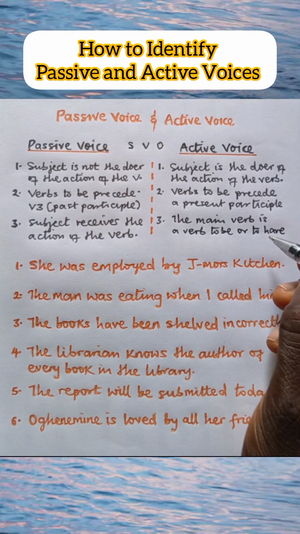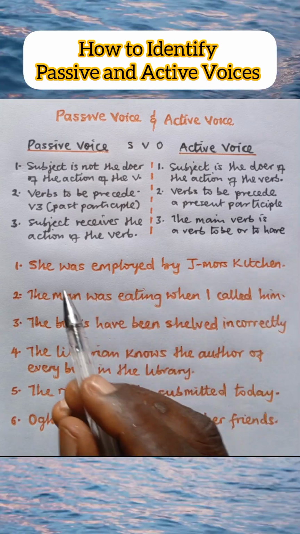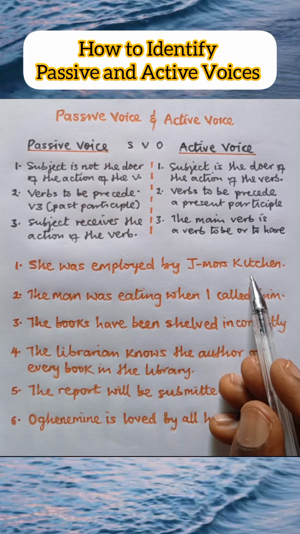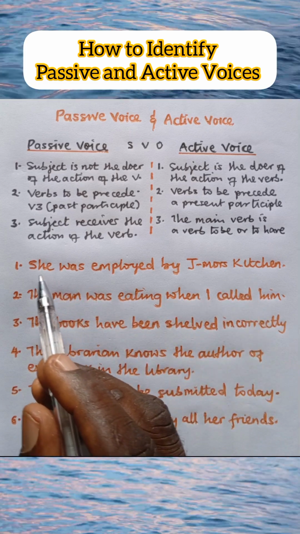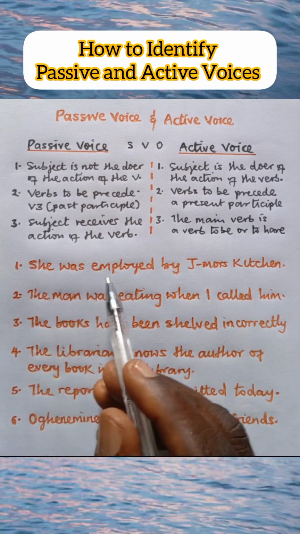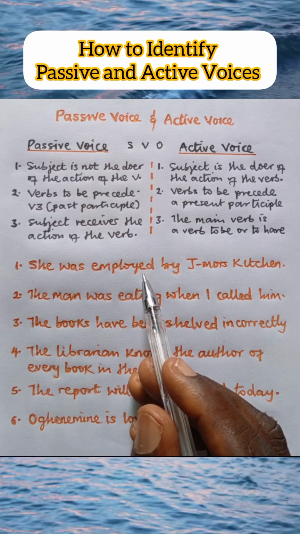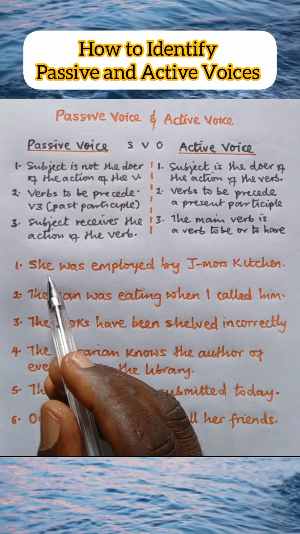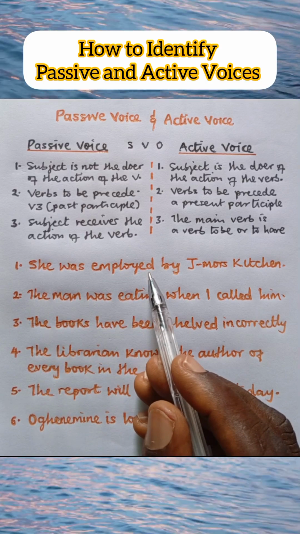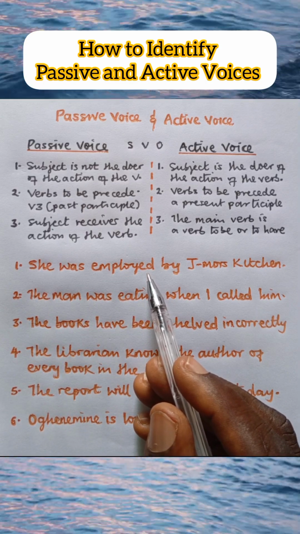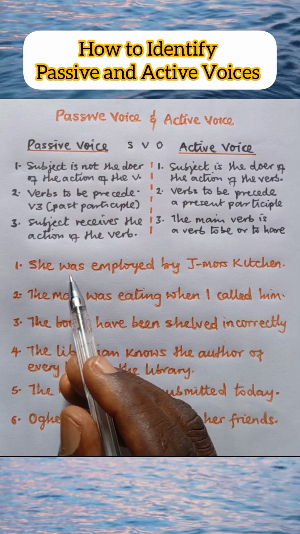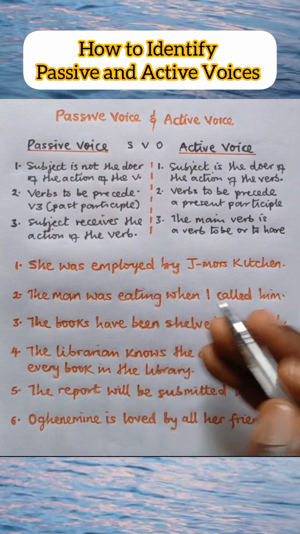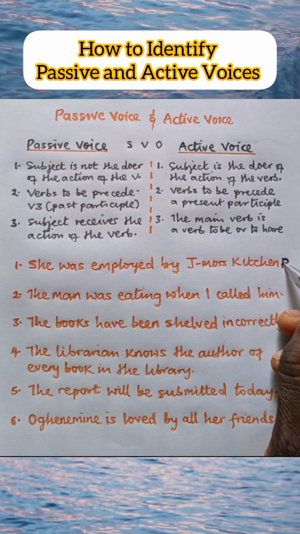All right. Now let us look at the questions one after the other. 1. She was employed by Jimoh's Kitchen. The subject of this sentence is she, and the verb is employed. Now, was it the subject that performed the action of employed? No, it wasn't she that employed. And so this sentence is in the passive voice. To further confirm, was is an auxiliary verb and it is followed by a past participle verb. It confirms that this sentence is in the passive voice.